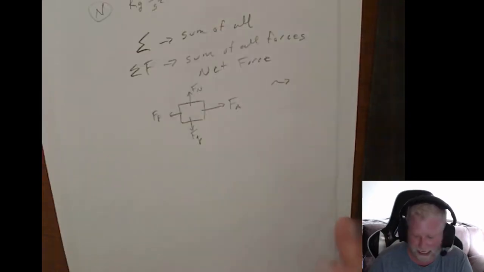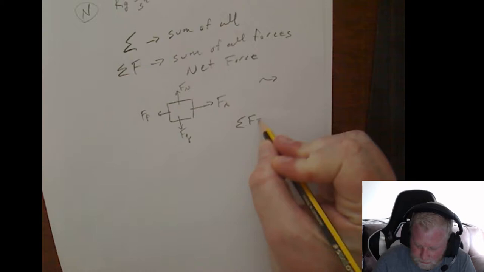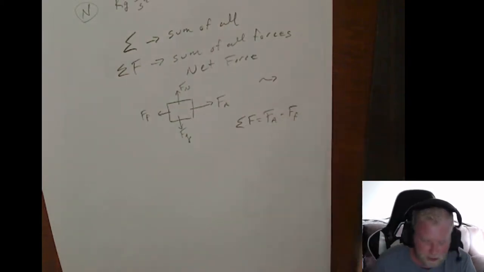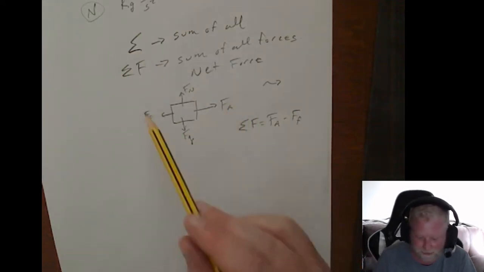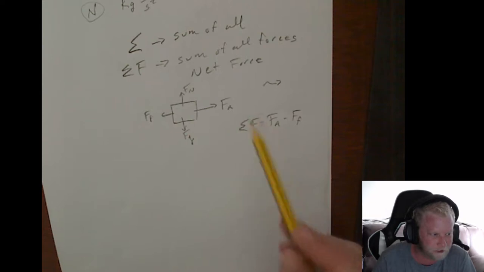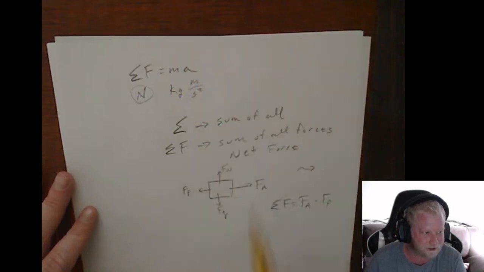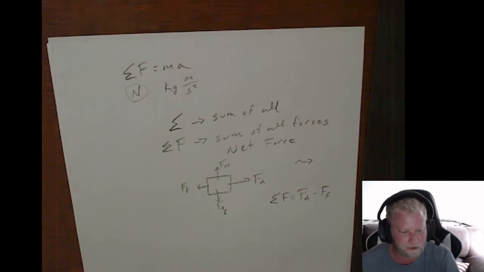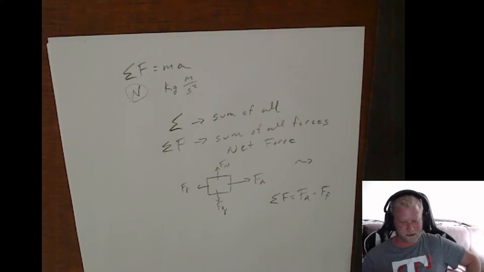So if we were to look at the net force in this situation, your net force would be your applied force minus your frictional force. Whatever value this has minus your frictional force gives you your overall net force. And that and the mass would determine the acceleration of the object. So let's take a look at how this would be applied in conjunction with kinematics.